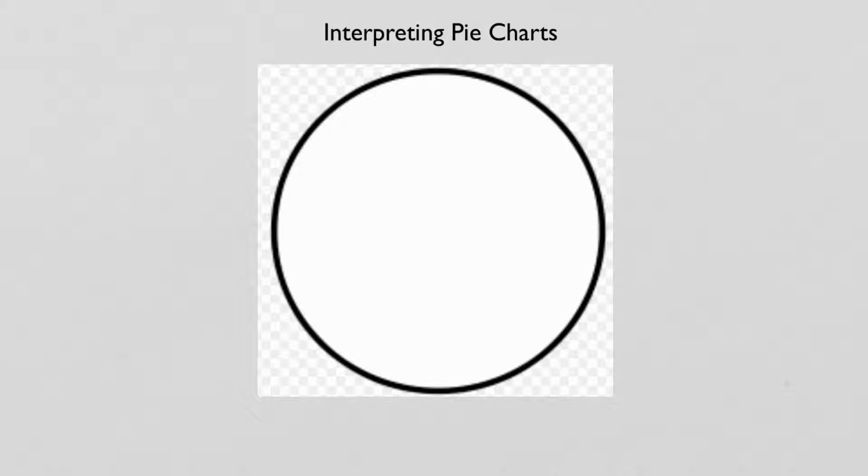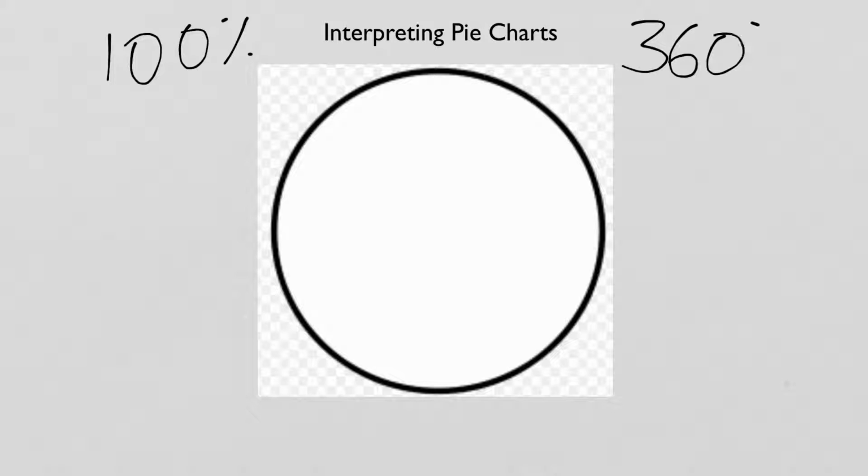Hello there, and welcome to this video on interpreting pie charts. Today we are going to have a look at two types of pie charts. One that involves percentages, and another that involves angles.